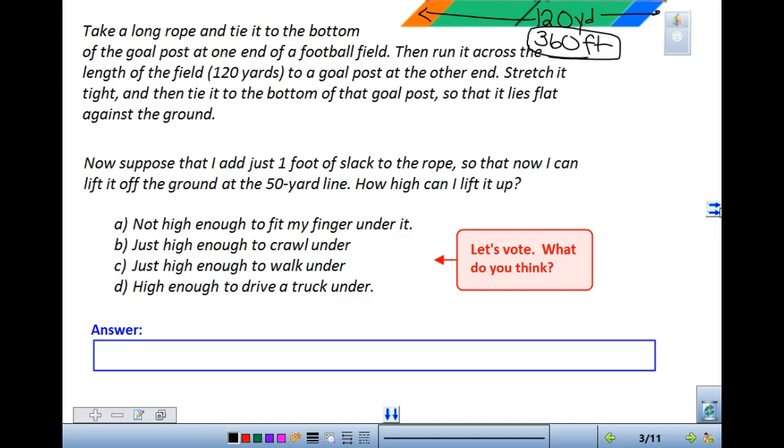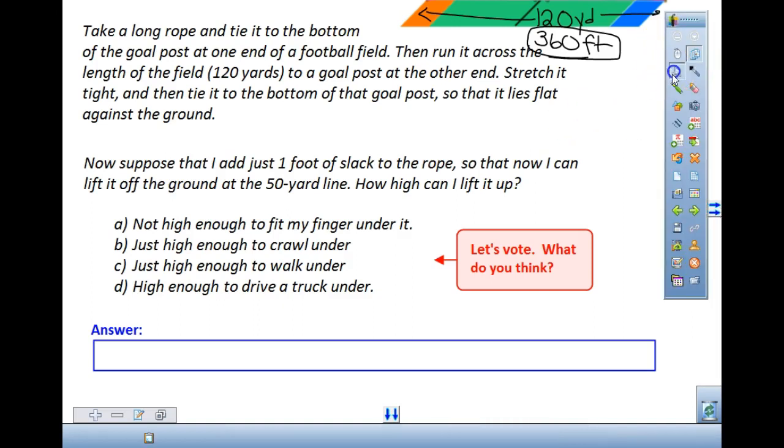Okay, let's take a vote. Let's see. A, how many voted A? I can barely put my finger in it. Okay. How many had B? High enough to crawl under. How many chose C? That you can walk under it. So about 5, 6 feet. Okay. How many say D?